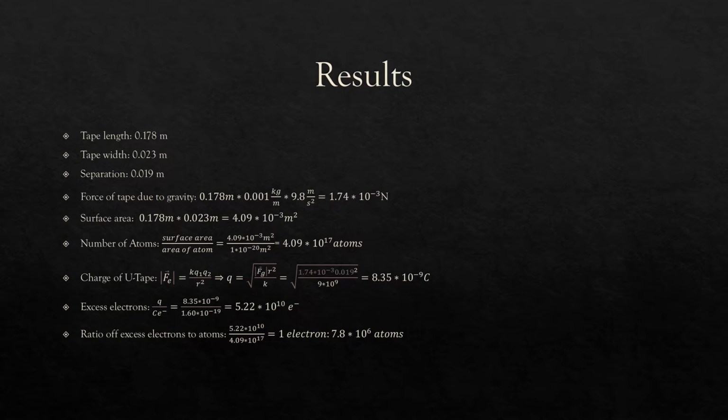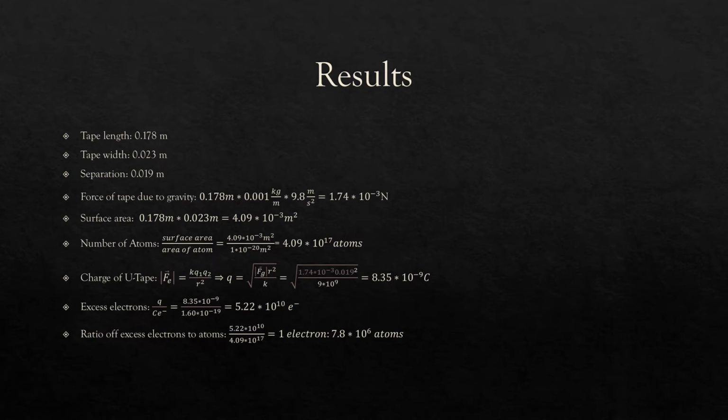And then the number of atoms is achieved by dividing surface area by the area of one atom, which is 1 times 10 to the negative 20 meters squared. And we get 4.09 times 10 to the 17 atoms. Next, we found the charge of the U-tape, and we did that by rearranging the electric force equation and substituting in gravity. Doing this, we got 8.35 times 10 to the negative 9 coulombs.